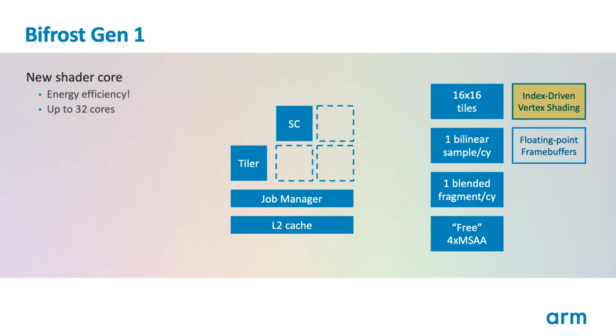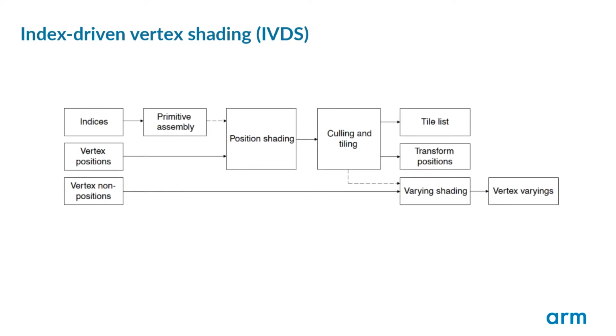Index-driven vertex shading changes how vertex shading is managed, splitting vertex shaders into two and only running the position shading for referenced index values before clip and cull. The second part of the shader only runs for vertices that are part of the primitive that is not culled.